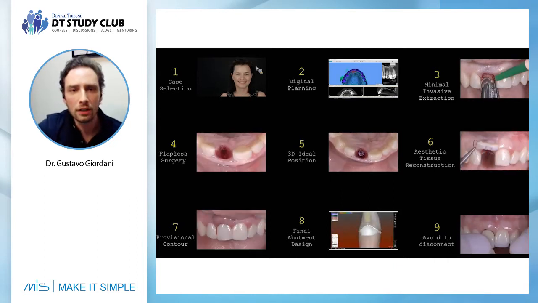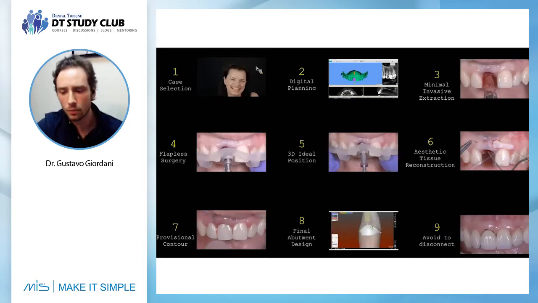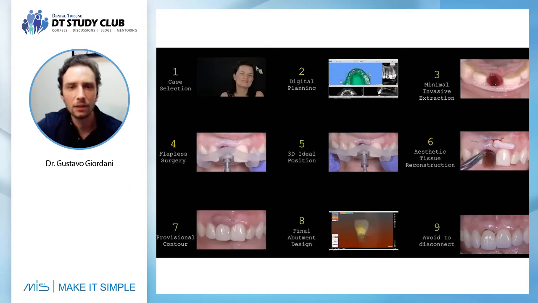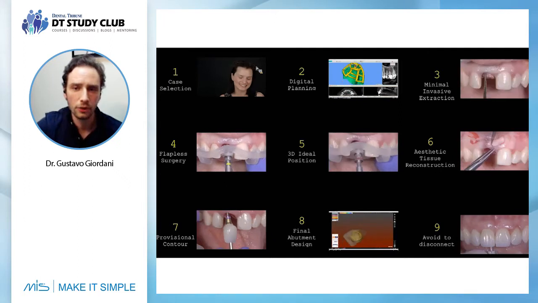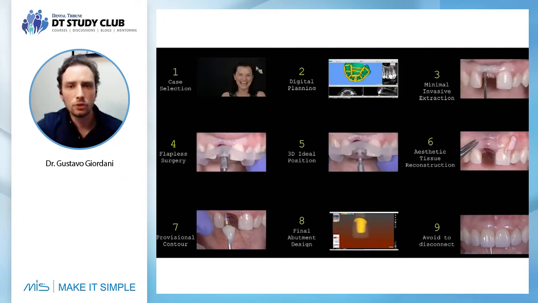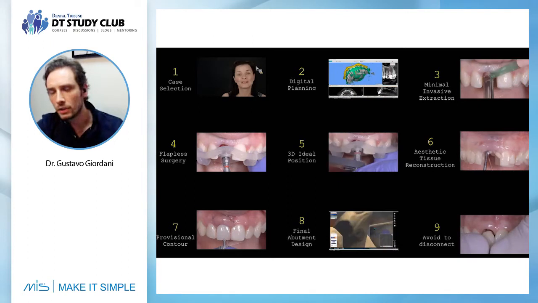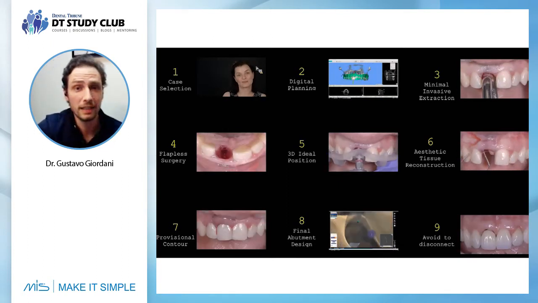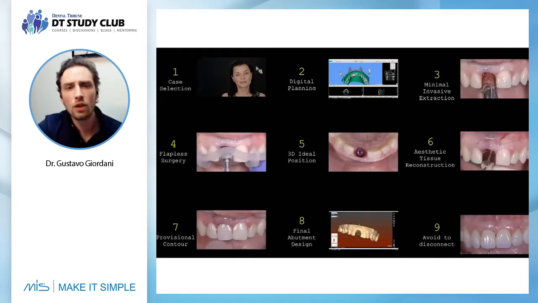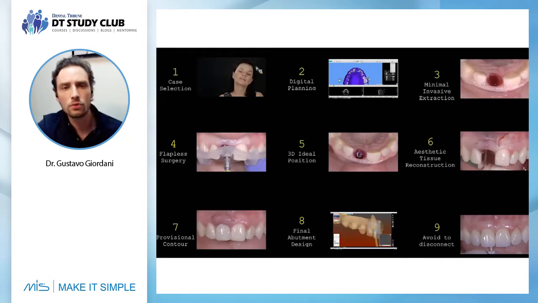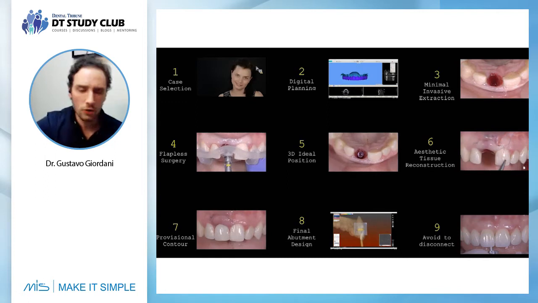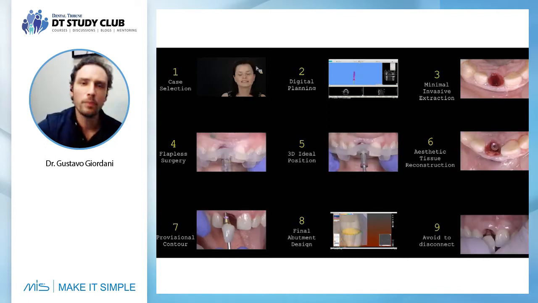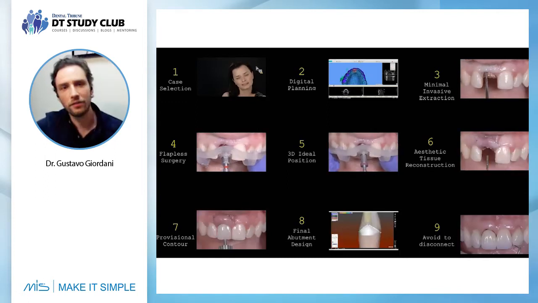And when we saw Monica's exams, we started to understand that we had to replace one single central. And we need to have the tools and knowledge to replace one single central with very good predictability. So those are the 9 steps that I consider very important when you extract a single central and place an immediate implant until the final restoration.